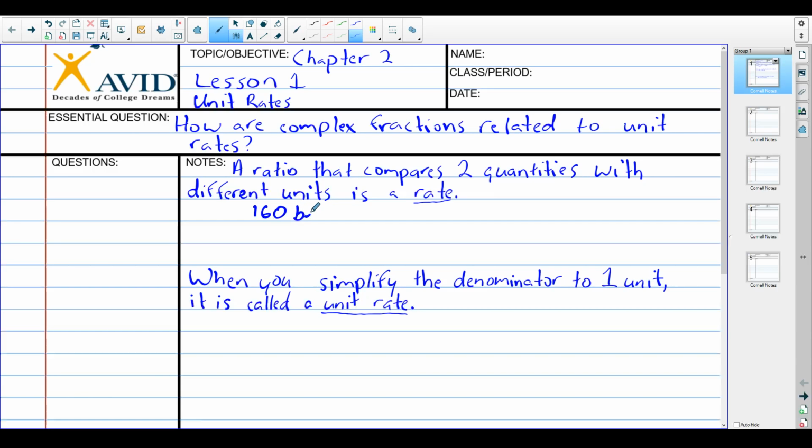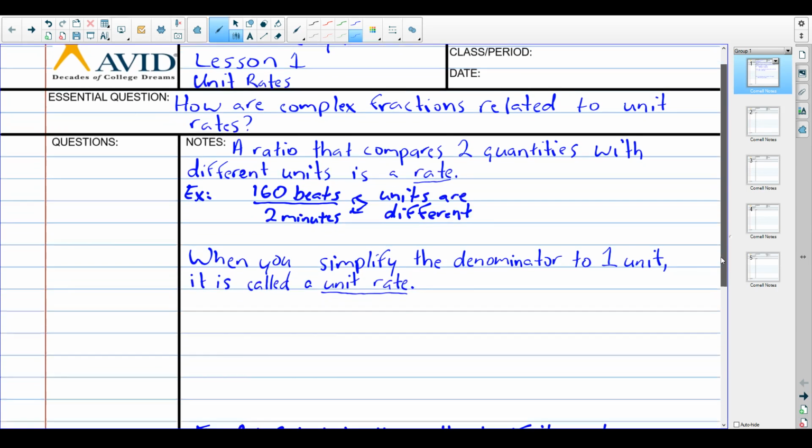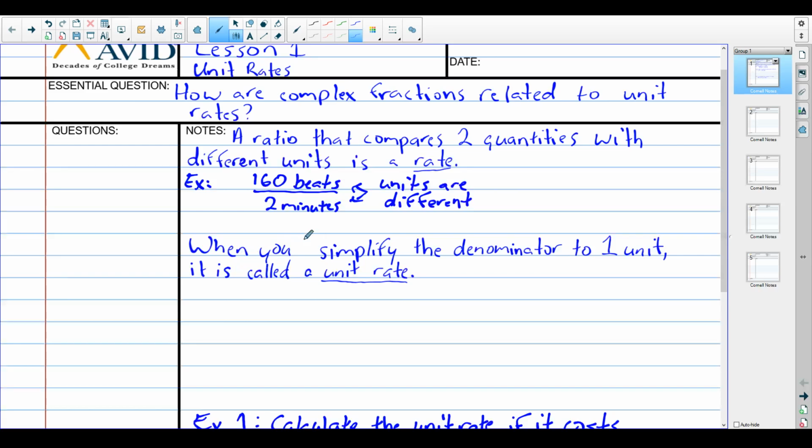So we're going to start with a rate. So we're going to say 160 beats. This is an example. So 160 beats every 2 minutes. And that is a rate because we have 2 distinct units. Our units are different. Which by itself is not very useful to us. But what we do, the math part of this, is we can simplify so the denominator is just 1 unit, and then what we have is a unit rate. It's a special type of rate.